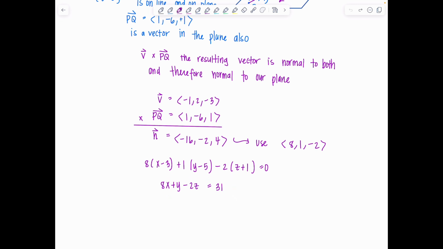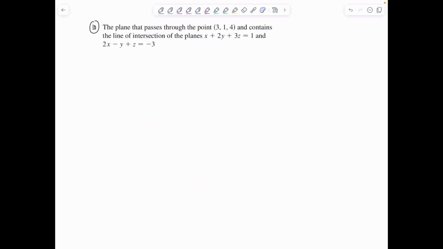Bravo. How you doing? So I'm pretty sure I did examples all like these in the video lecture, but different values and whatnot. All right, next exercise, find the equation of the plane that passes through the point (3, 1, 4), and it contains the line of intersection of the planes x plus 2y plus 3z equals 1 and 2x minus y plus z equals negative 3.